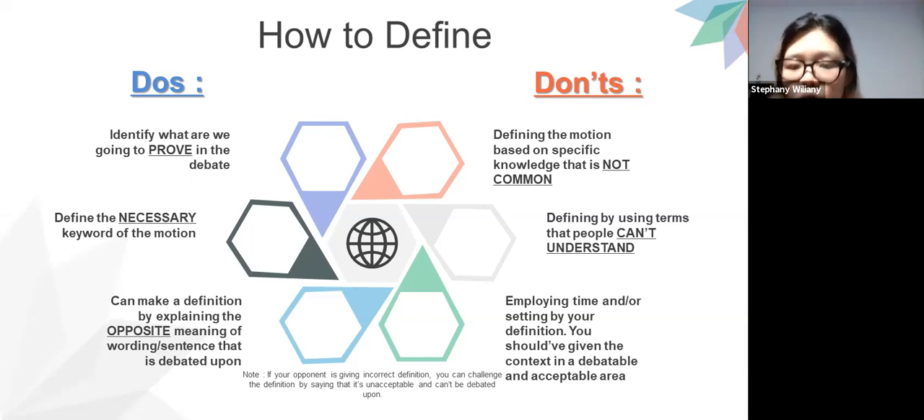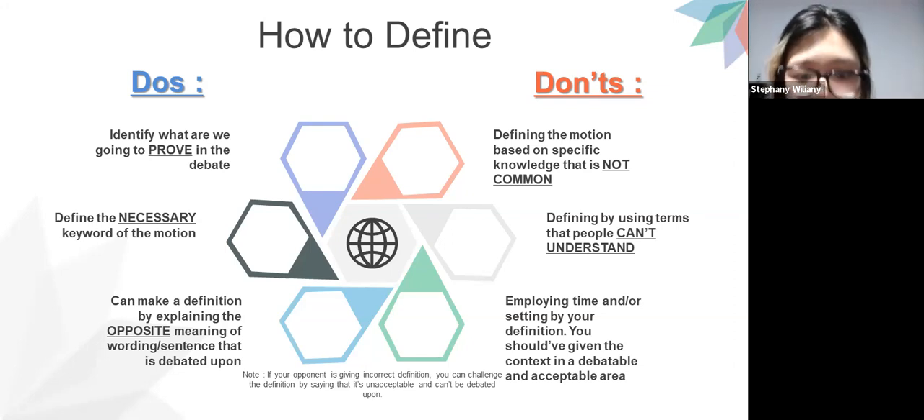Thirdly, we should not employ time and or setting in your definition. You should give the context in the debatable and acceptable area. You cannot give a definition which just gives an advantage to your group, right? You shouldn't define things and limit it to the extent of giving a disadvantage to your opponent's team. So you have to give the context in debatable and acceptable areas so the debate can be clear and the debate can be fair.